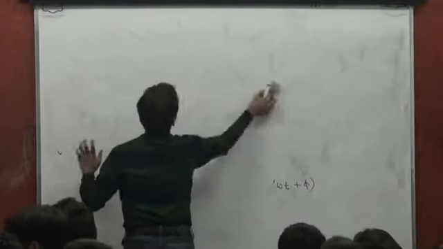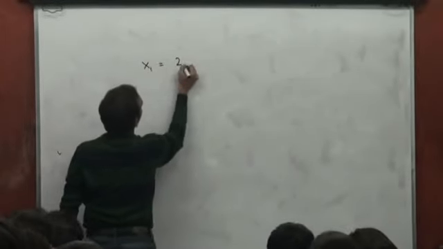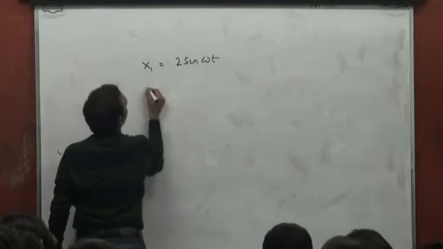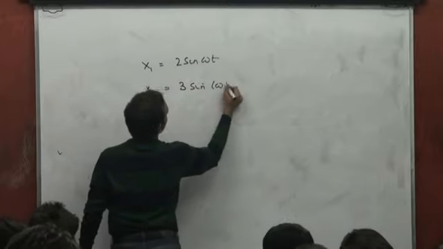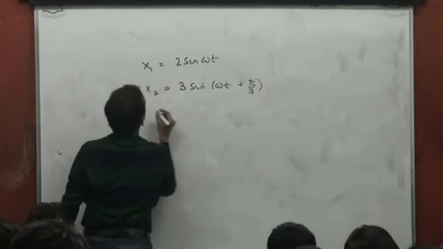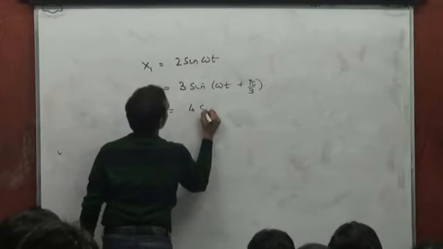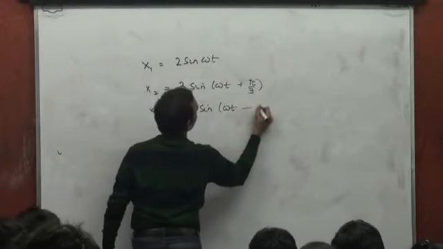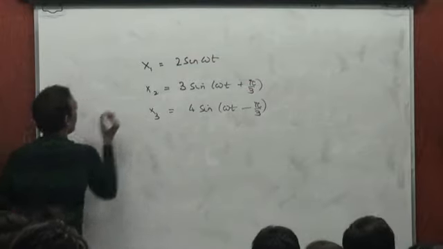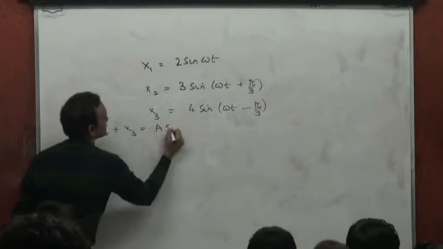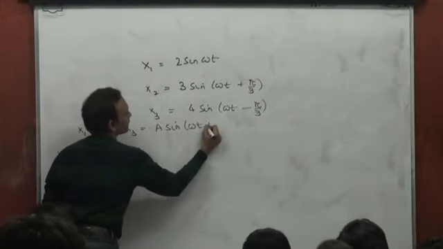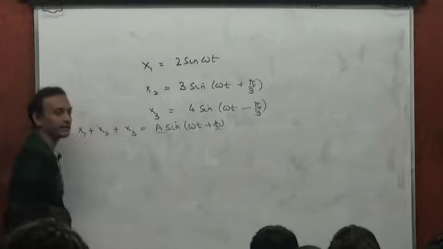You could, for example, have x1 equal to 2 sin omega t, x2 equal to 3 sin omega t plus pi by 3, x3 equal to 4 sin omega t minus pi by 3. So now x1 plus x2 plus x3 should turn out to be some a sin omega t plus phi. Our job is to find a and phi.